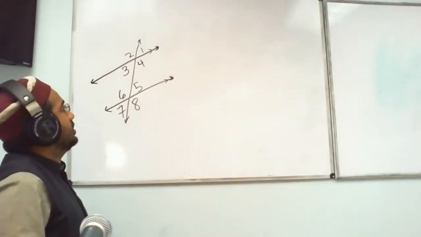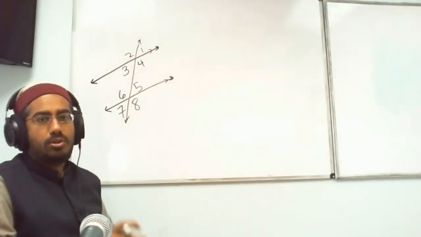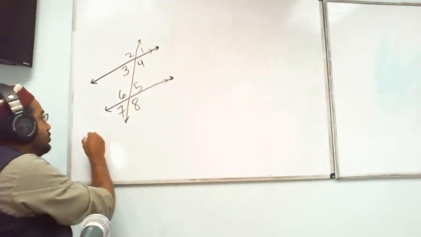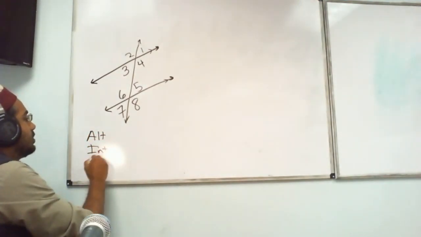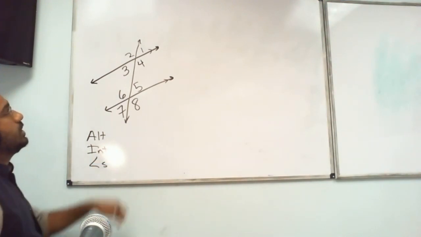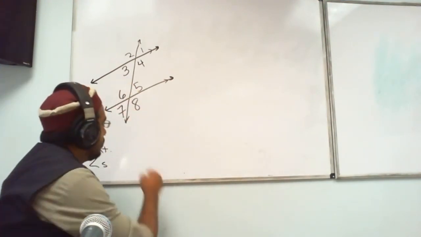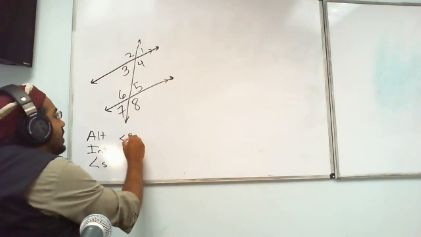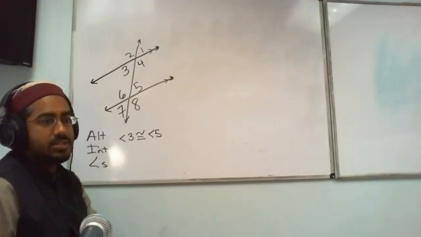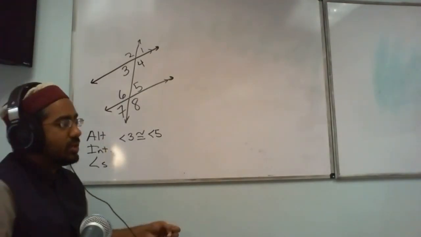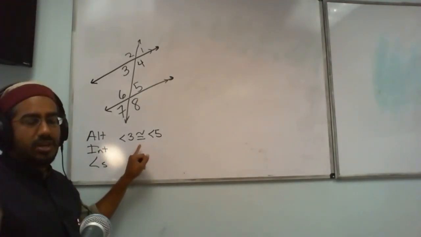Okay. So, can you name some alternate interior angles? I'm looking for alternate interior angles. Okay, so let's go with 3 and 5. I'm going to try to prove that angle 3 is congruent to angle 5. Does that make sense? That's my goal, right? We always got to keep our end goal in mind. That's what I'm trying to get to.